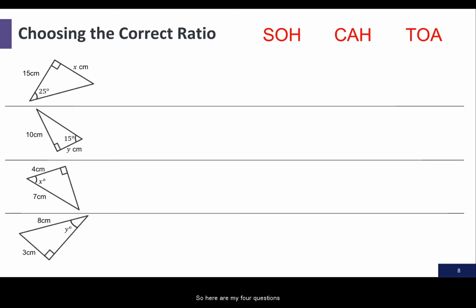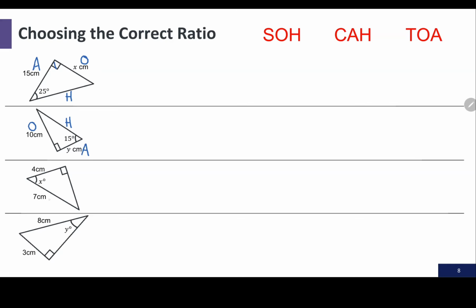So here are my 4 questions. And the first step is to label the sides on each one. So this side here is H because it's opposite the right angle. O is this side here because it's opposite the angle we are working with. And this side here is A, the adjacent. Going underneath, H is there, opposite the right angle. The opposite is here, and the adjacent is here.